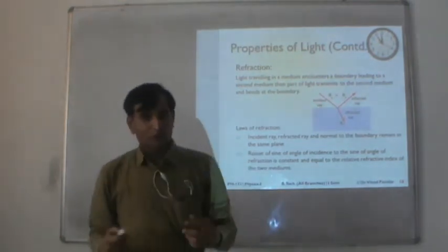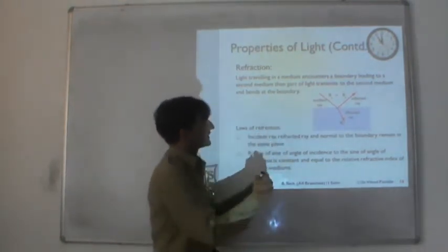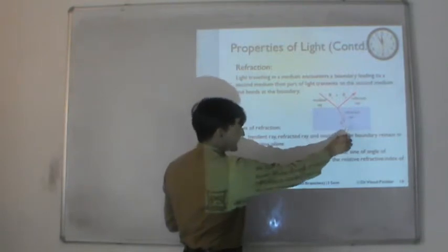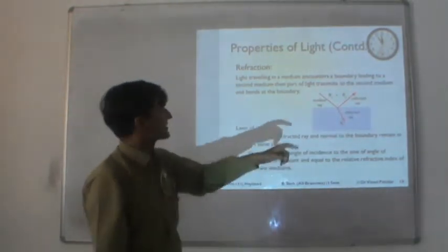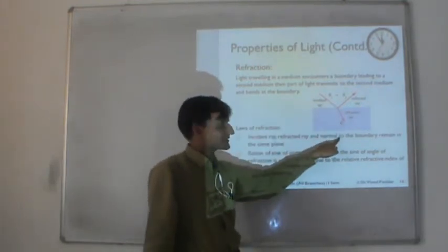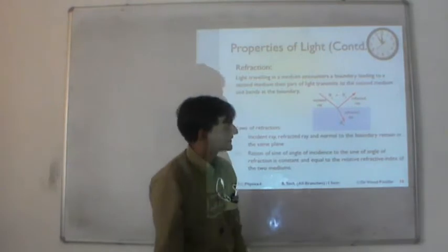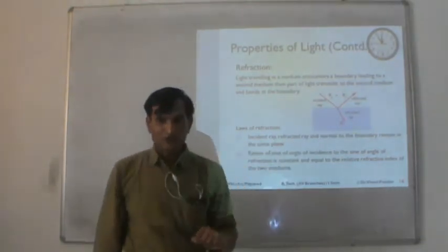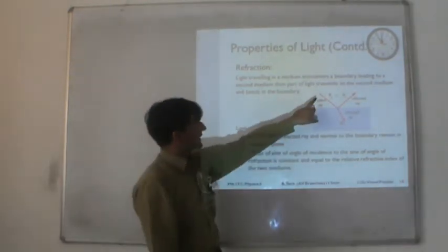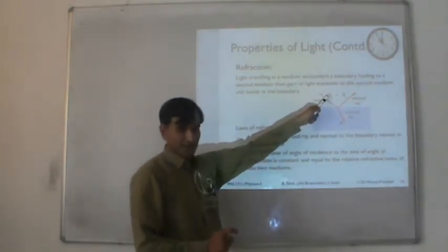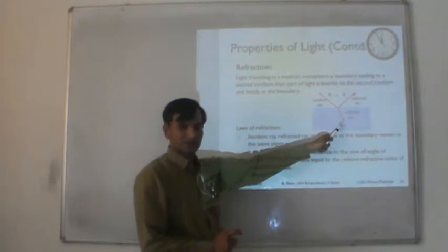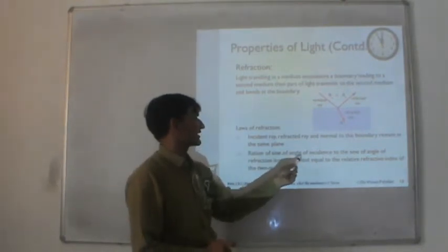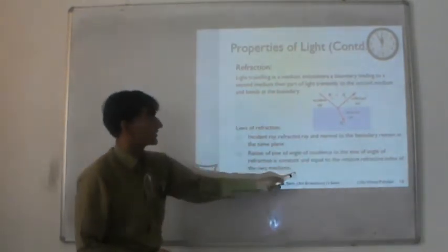The second law says that if I consider this angle as the angle of incidence, and again I have a normal here and I measure this angle, the angle which the refracted ray makes with the normal, this is known as the angle of refraction. It is denoted by theta t here, and sometimes theta r is also used for the notation. So if I consider the sine of the angle of incidence divided by the sine of the angle of refraction, which is sine of theta t, so sine of theta i over sine of theta t, it remains constant.